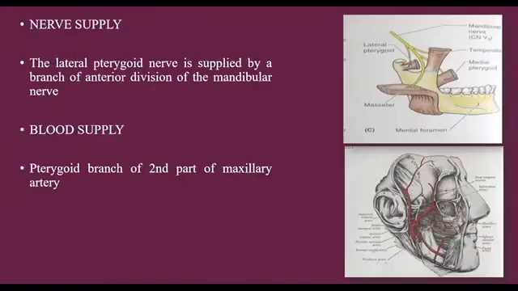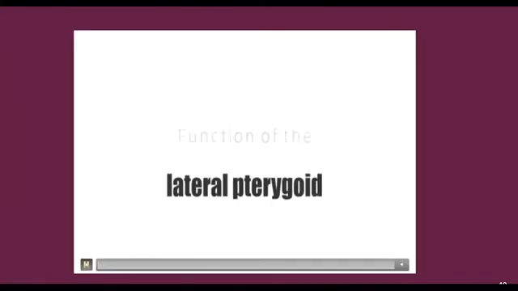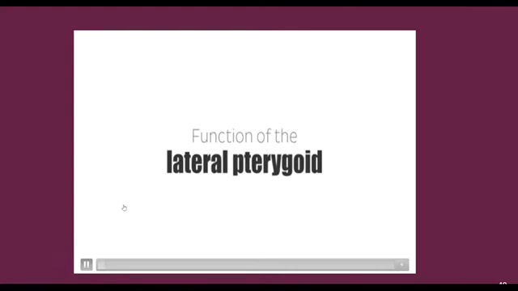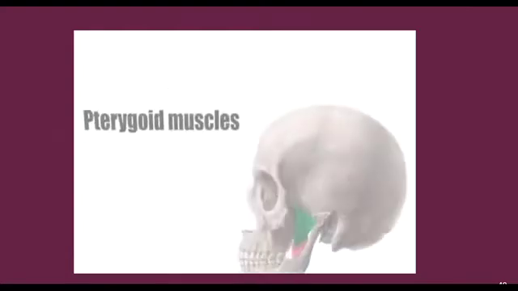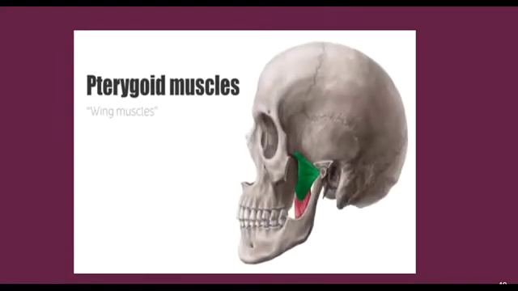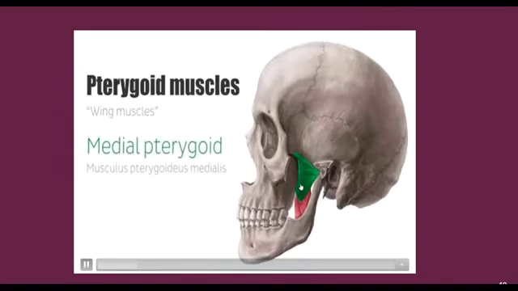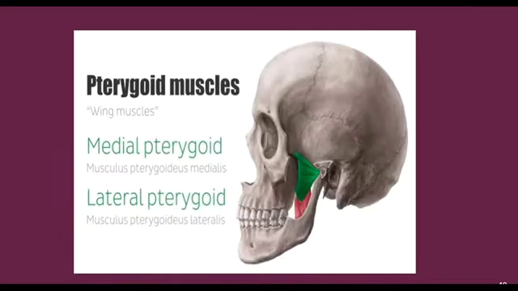Lateral pterygoid. The pterygoid muscles are also known as the wing muscles. They involve the medial pterygoid and the lateral pterygoid. In green is the lateral pterygoid and in pink is the medial pterygoid. The lateral pterygoid is also known as the external pterygoid.